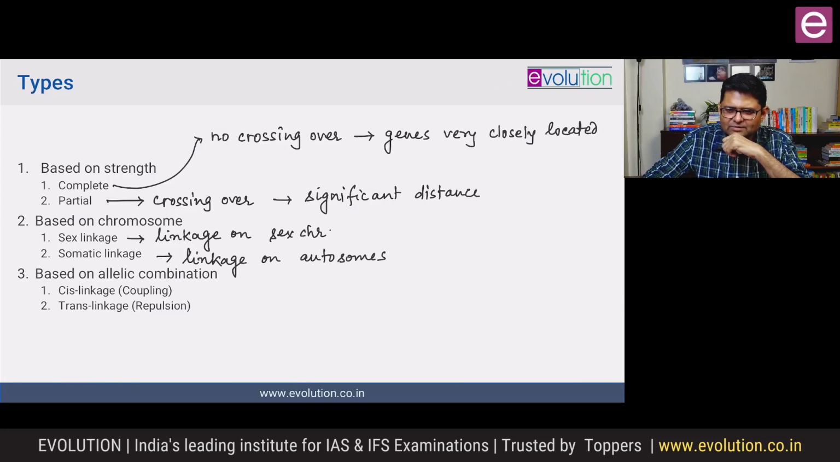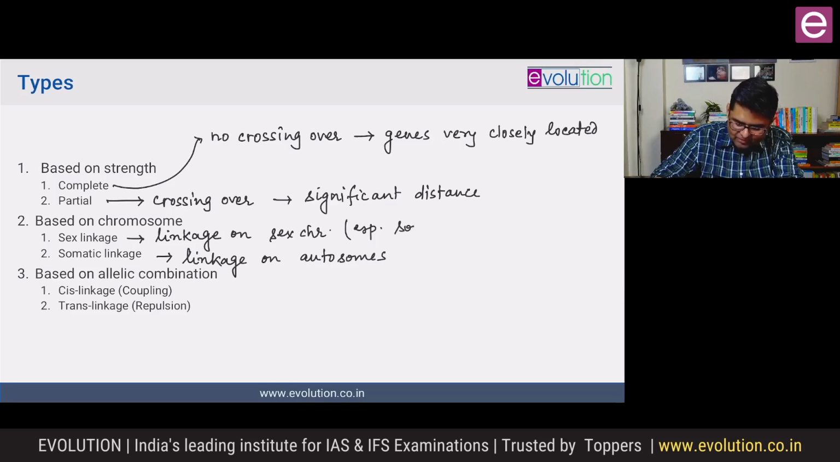Most of you have got it correct. But one thing that you all miss is that sex chromosomes carry the master gene for sex determination, but they also carry other autosomal genes. If other autosomal genes happen to be present on a sex chromosome, then those genes will be called sex-linked genes. So, linkage on sex chromosomes, especially somatic function genes.